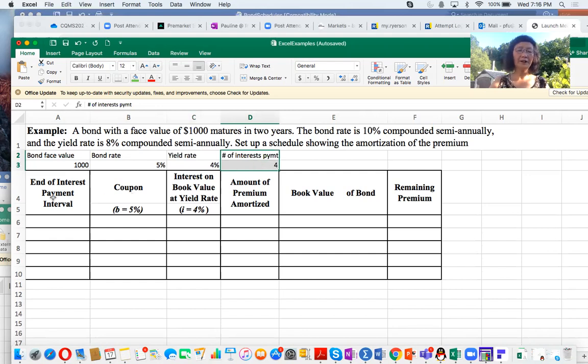So you set up this amortization of the premium. How do I know this is a premium? Because when you have a bond rate greater than the yield rate, you have a premium. So let's set up the end of interest payment interval. It starts with 0, and then we have 4 interest payments.